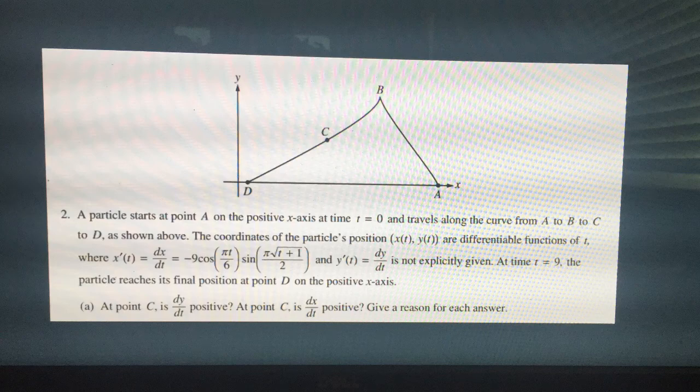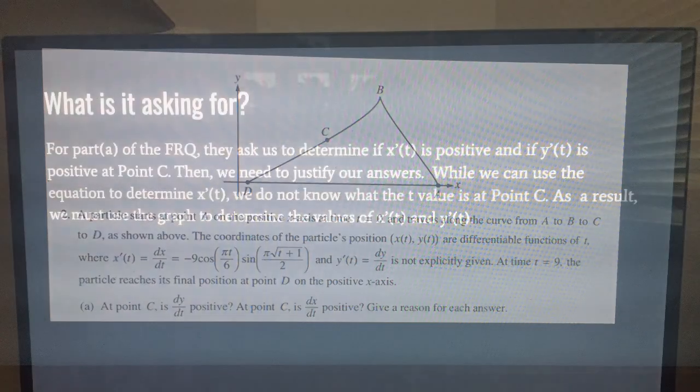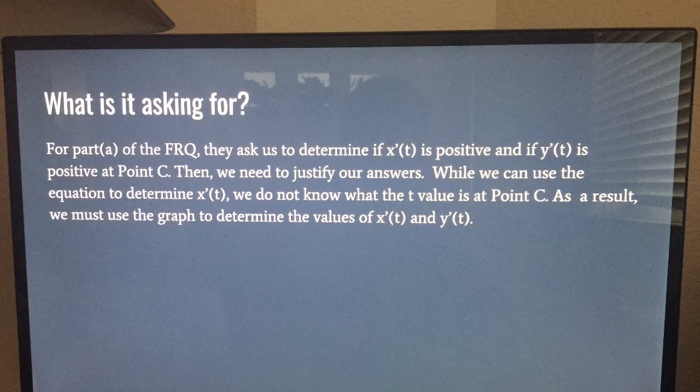Part A asks us if at point C is dy dt positive, and is dx dt positive, and we need to give a reason for each answer. For part A of the FRQ, they ask us to determine if x prime of t is positive and if y prime of t is positive at point C. Then we need to justify our answers. While we can use the equation to determine x prime of t, we do not know what the t value is at point C. As a result, we must use the graph to determine the values of x prime of t and y prime of t.